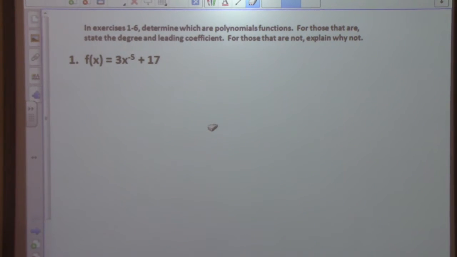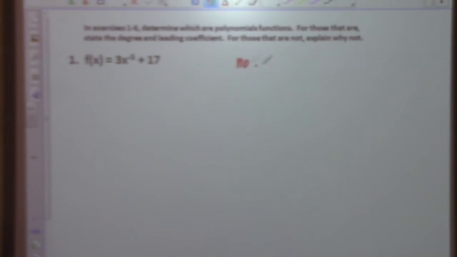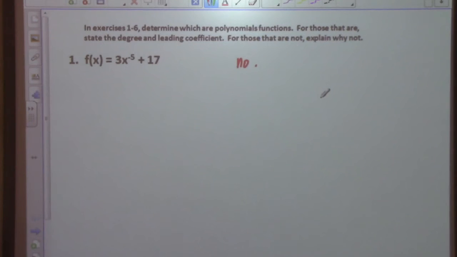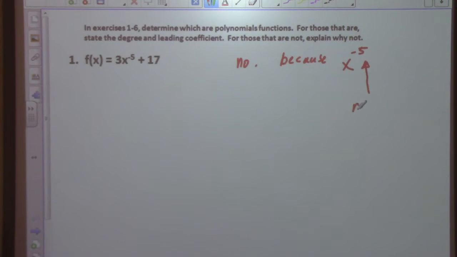So for number 1, we have f(x) equals 3x to the negative 5th power plus 17. Is this a polynomial function or not? No. For those that are not, explain why not. Because it has a negative exponent. Yeah, because we have x to the power of negative 5. Non-negative integer, right? Or that's a negative integer, excuse me, right?